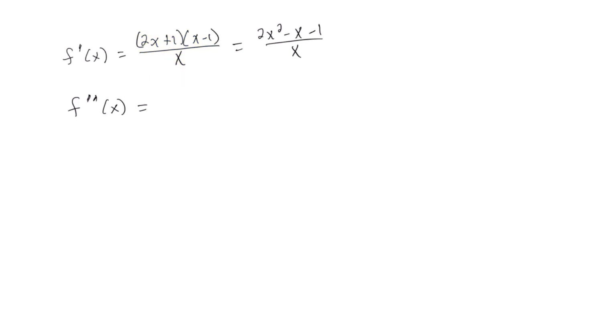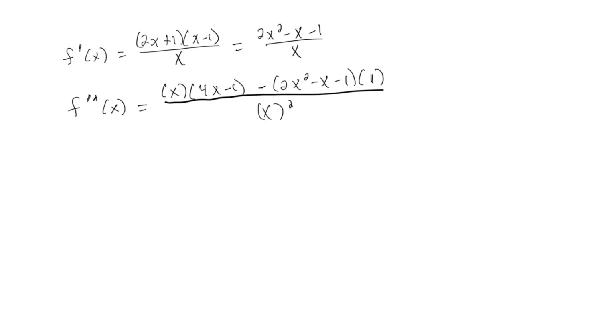So the derivative of the first derivative, right, my second derivative, I'm going to have bottom times the derivative of the top, minus the top times the derivative of the bottom, and then all over the bottom squared.